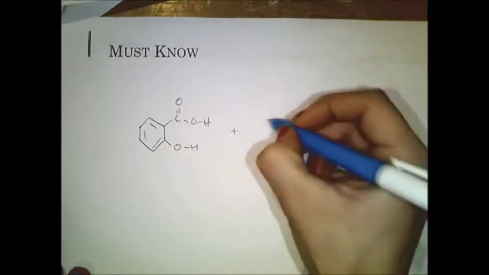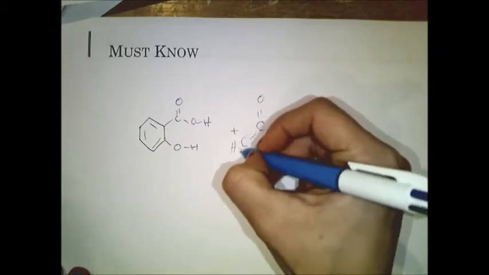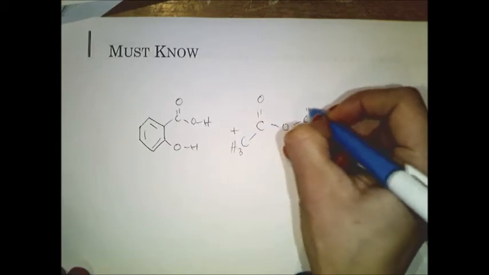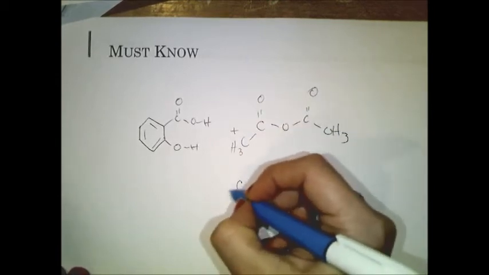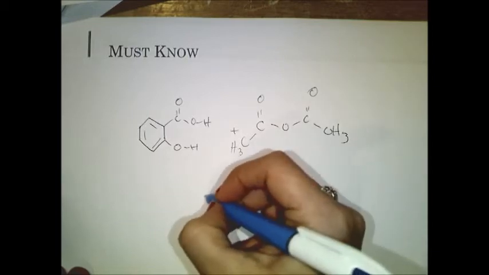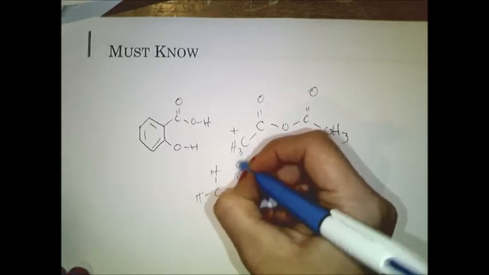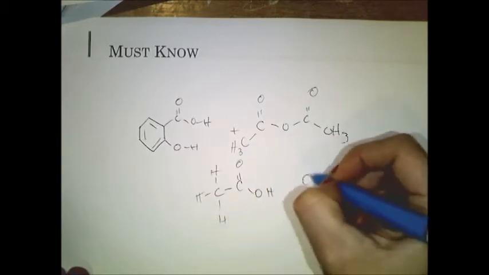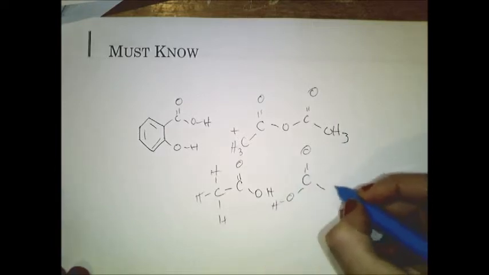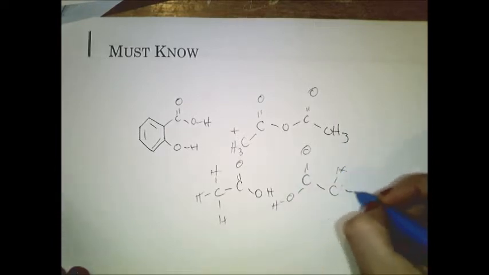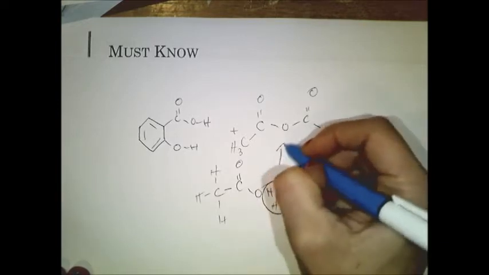and then we can react it with either ethanoic anhydride. You need to know what that looks like. And here is an anhydride because ethanoic anhydride was produced from two ethanoic acid molecules, like so, via a condensation reaction. So that's why it's called an anhydride, because it was produced via a condensation reaction.